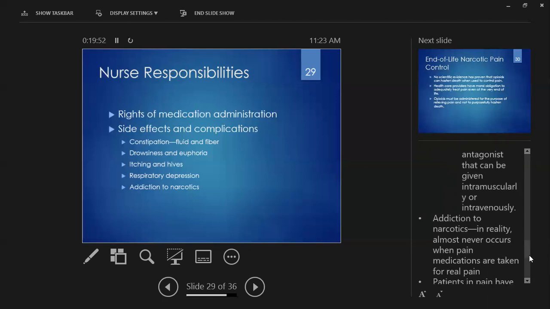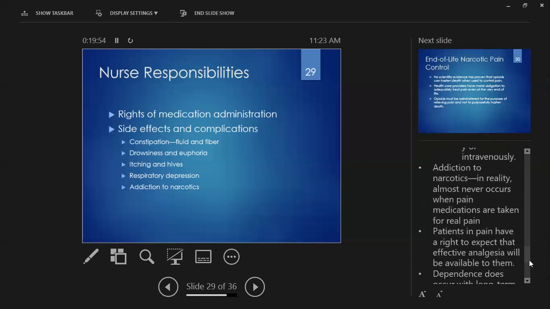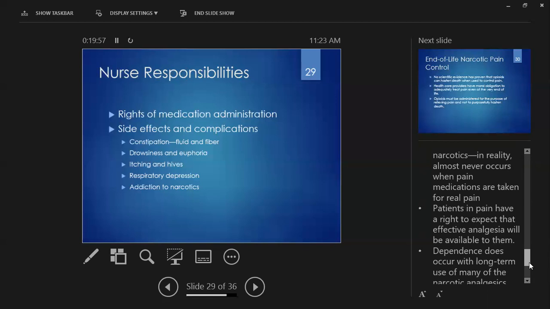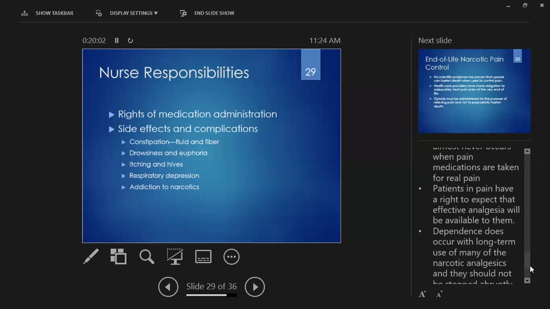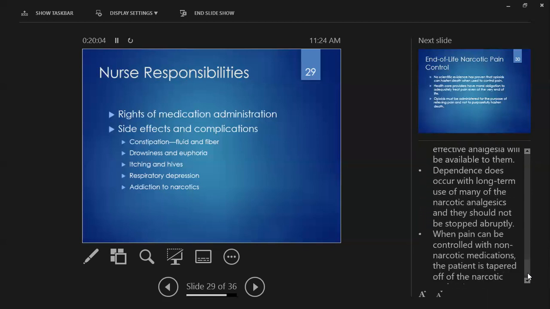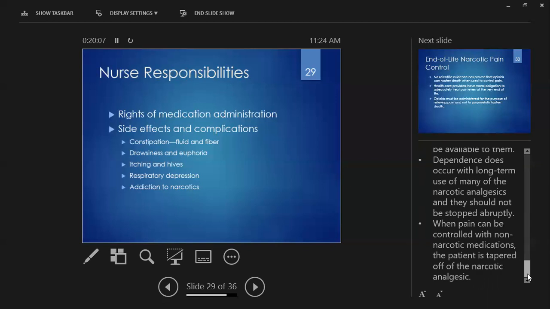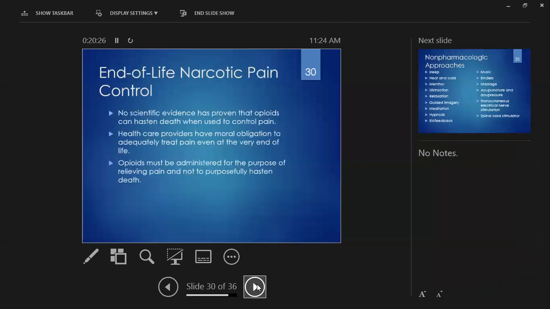And then addiction to narcotics is a possibility, but in reality, it almost never occurs when pain medications are taken for actual real pain. Patients in pain do have a right to get medication and have it available to them. They could become dependent if they're on long-term use of narcotics. They should never stop them immediately or abruptly because they may be dependent on it and go through withdrawal. Pain can be controlled with non-narcotic medications, and the patient can be tapered off of the narcotics, okay? 1% of folks actually become addicted to narcotics.